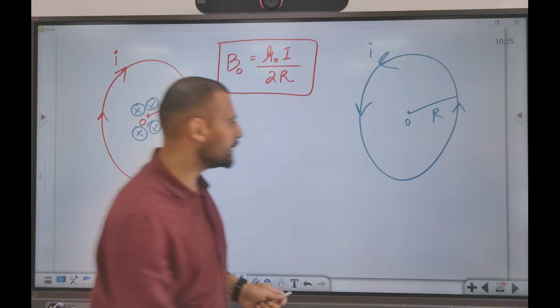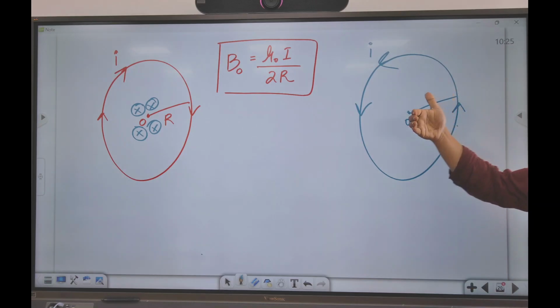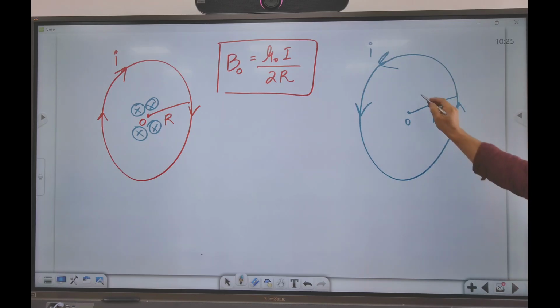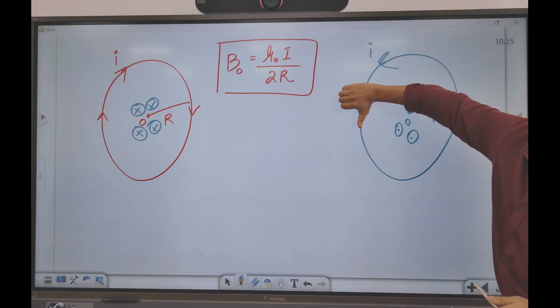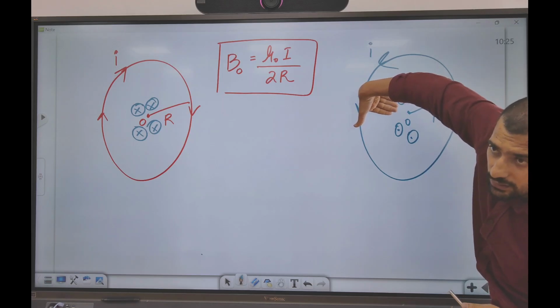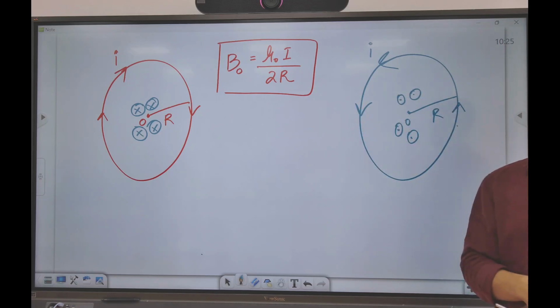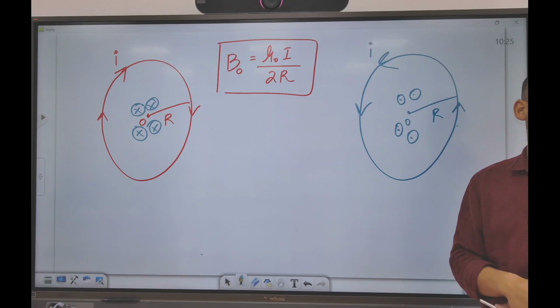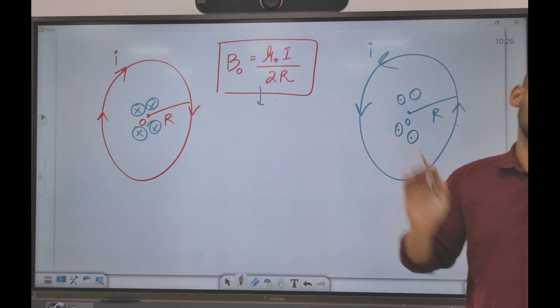Same thing again. The current here is going up, and you go towards the point of analysis. Now try to curl your fingers. When you curl your fingers, they are coming out. That means it is dot. Is that fine? Similarly here, your hand will go like this, and when you curl it, it's coming out. Therefore, it is dot. Is that clear? So this is the magnitude of the magnetic field, and you know the direction as well.